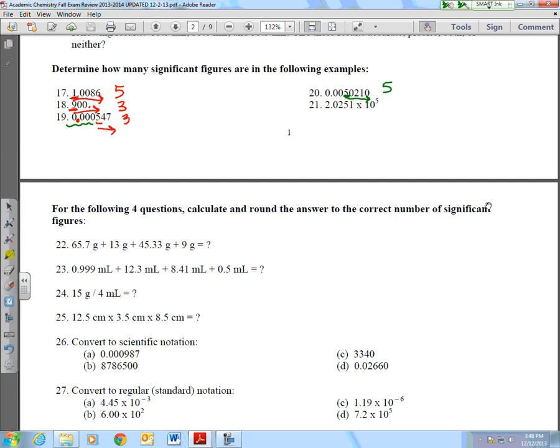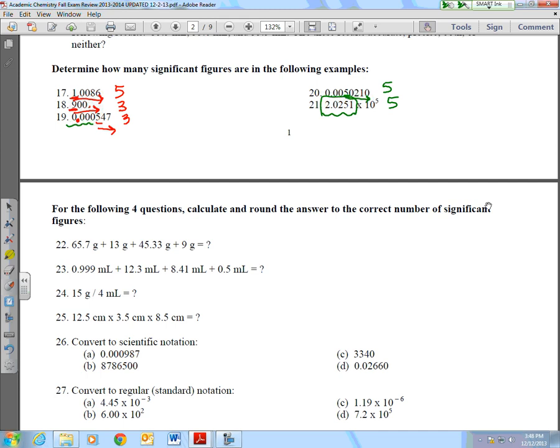Yes, what's your question? If there's not a decimal, let me make one up in a second, okay? I'll make one up without a decimal in 1 second, because, yeah, you're right. All these have decimals. For 21, this one's in scientific notation. The rule for scientific notation is everything in front of the times 10 counts, okay? So 1, 2, 3, 4, 5 significant figures.